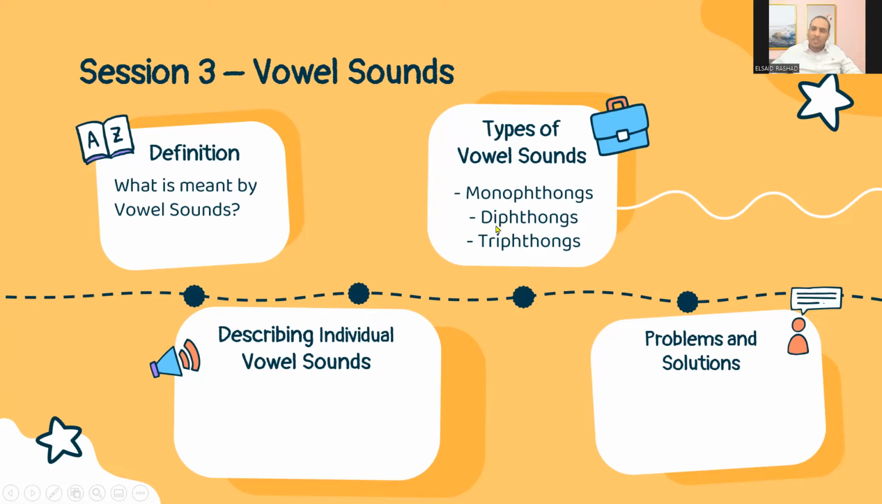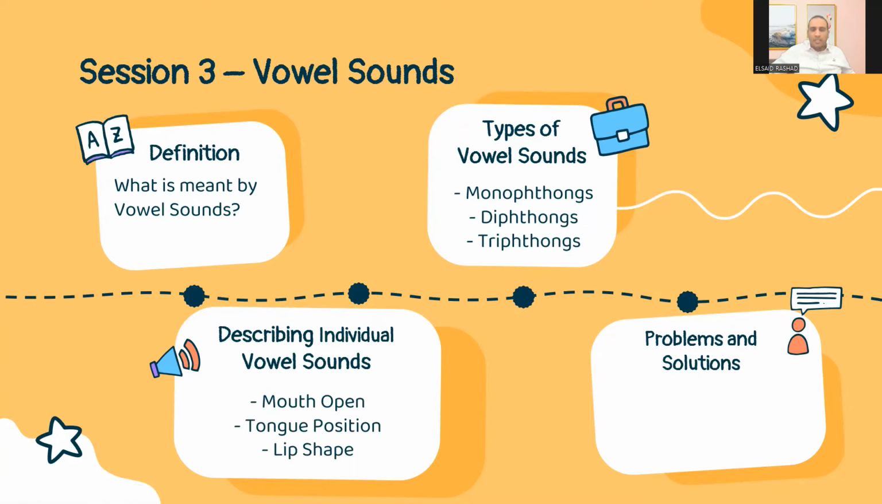And how many consonant sounds do we have? 24 consonants. So in total, we have 44 sounds. And 26 letters. And there is an issue about this, like spelling and the pronunciation issue.